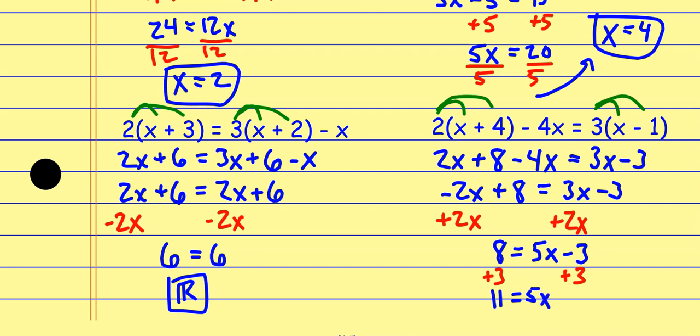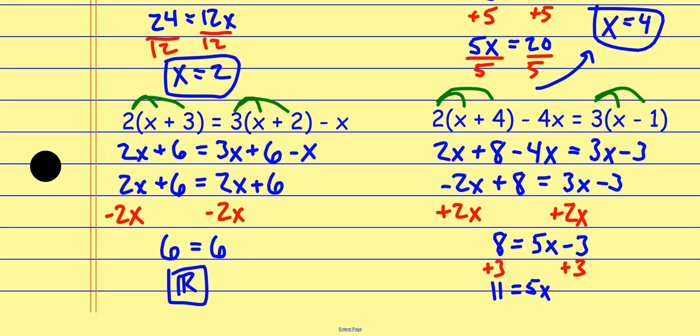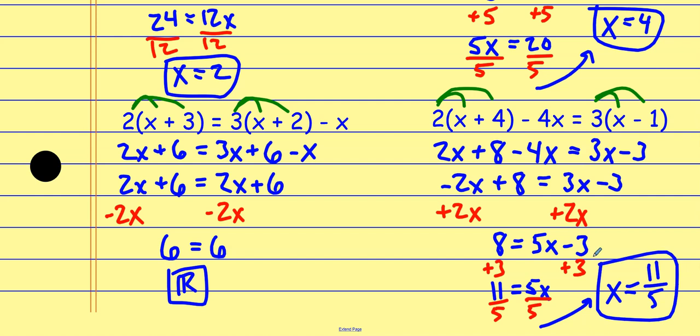Well, I'm running out of space. And now divide each side by the 5. And for our purposes in Algebra 2, you can just leave this as an improper fraction. So it says 11 divided by 5 or 11 over 5. Remember, a division symbol is the same as a fraction bar. Done and done.